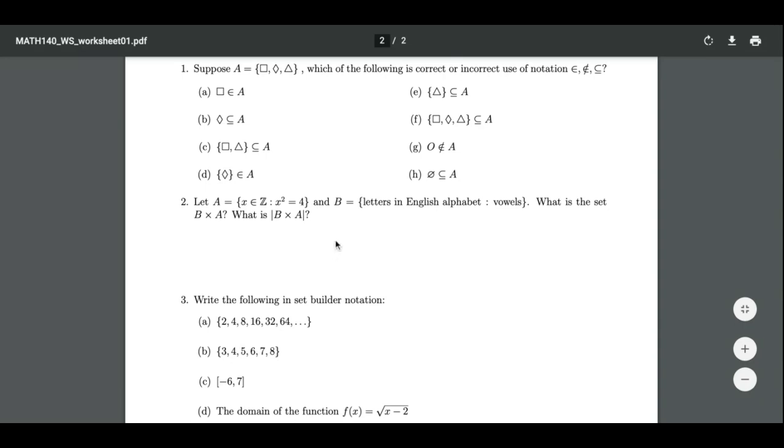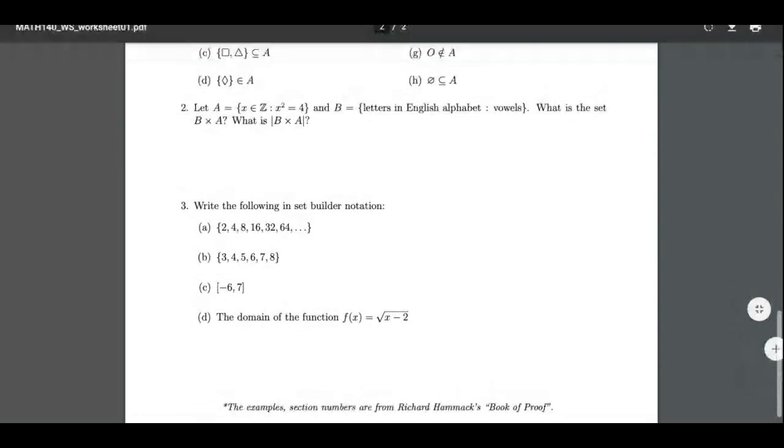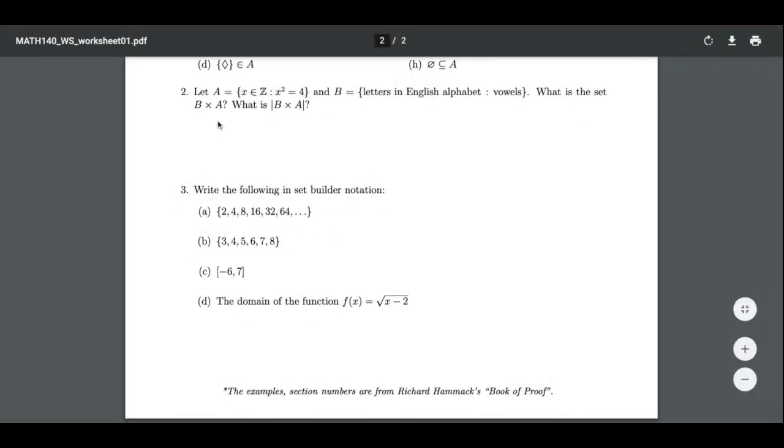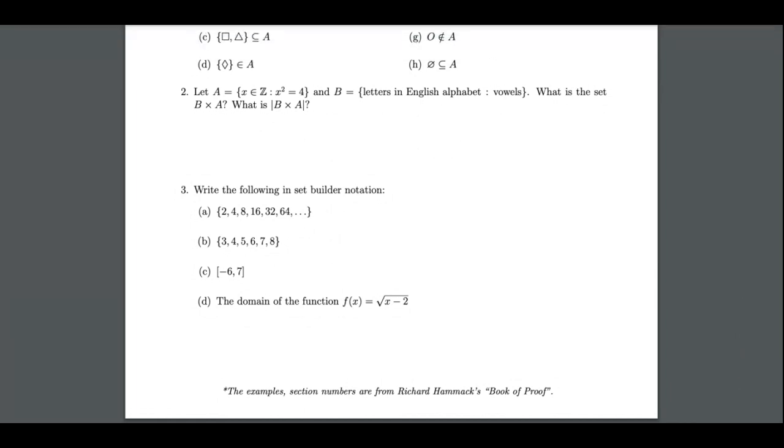Okay, now let's try 2. We have a set A defined as this. The elements of A are integers, and x squared equals 4. And B is the set of vowel letters in the English alphabet. You could count how many vowels there are in English and make that list. What is the set B cross A? What is the size of B cross A? Okay, great. I'm going to give you 10 minutes to do this.